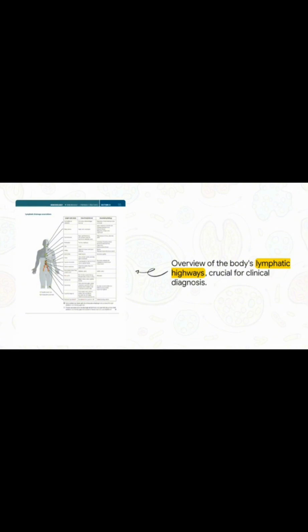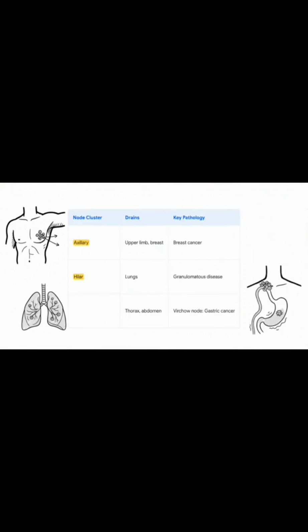Now let's zoom in on the specific nodes they'll ask you about. So above the diaphragm, a few key players. The axillary nodes, of course, are huge in breast cancer staging, but the one you absolutely cannot afford to forget is the left supraclavicular node. We call it Virchow's node. Think about it. It's the end of the line for the thoracic duct, which drains the whole abdomen. So if that node pops up, it can be the first physical sign of a cancer deep inside, like gastric cancer.